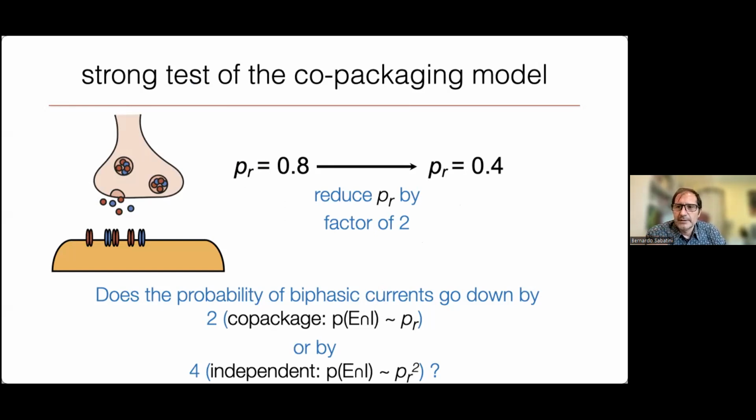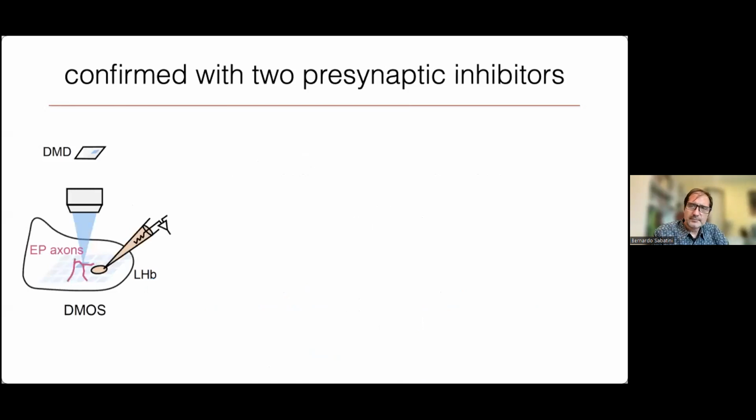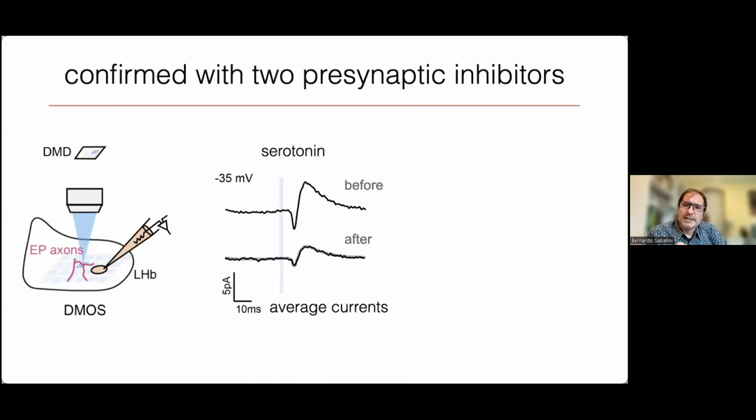On the other hand, if GABA and glutamate are released independently, then if we reduce the probability of release by half, the probability of seeing these biphasic events should go down by a factor of 4, because there are two independent release events coming together, and each one of those is being cut down by a factor of 2. So we did that experiment, looking at single synapse release events before and after the application of serotonin. Here are the average currents before and after serotonin for a single synapse. You can see that serotonin scales both the inward and the outward current proportionally.